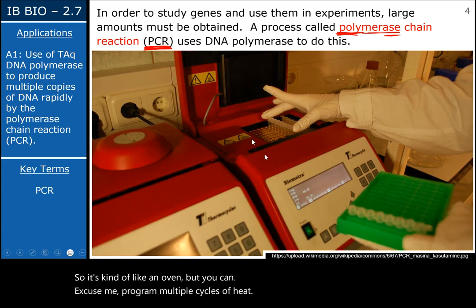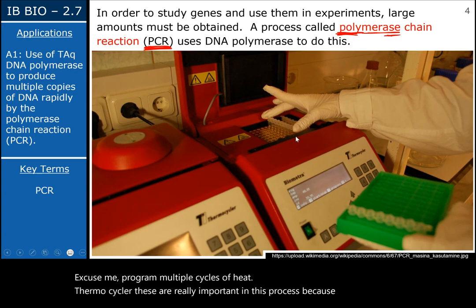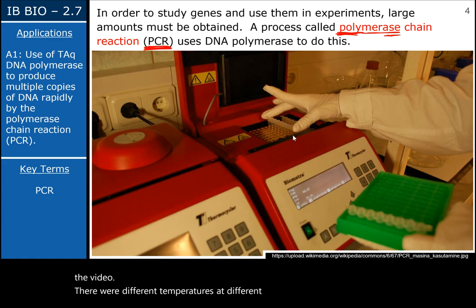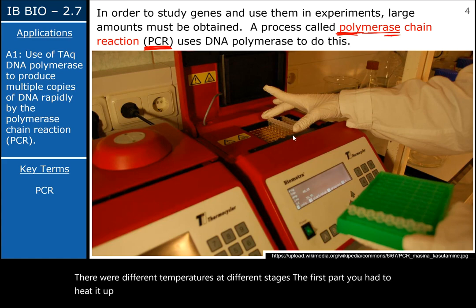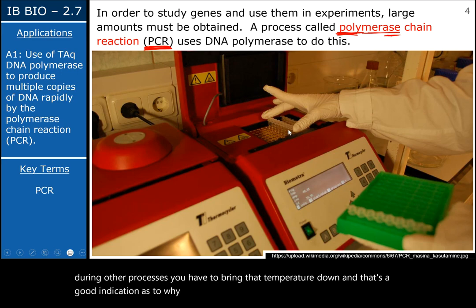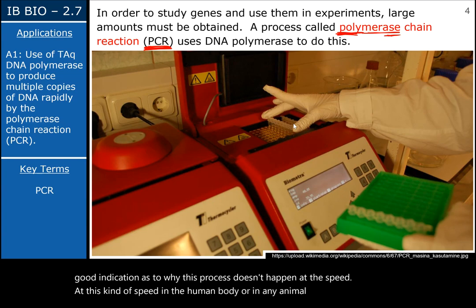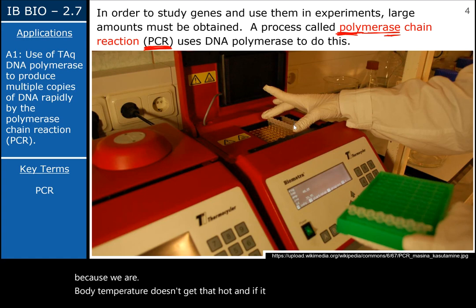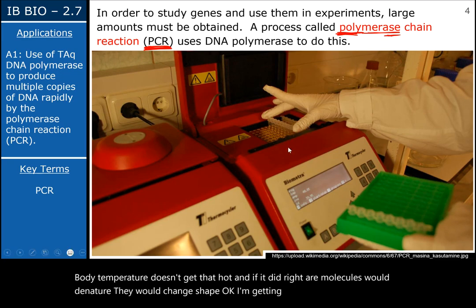Thermocyclers are really important in this process because if you noticed in the video, there were different temperatures at different stages. The first part, you had to heat it up to get the DNA to split instead of using helicase, right? And then during other processes, you have to bring that temperature down. And that's a good indication as to why this process doesn't happen at this kind of speed in the human body or in any animal for that matter, because our body temperature doesn't get that hot. And if it did, right, our molecules would denature. They would change shape. Okay, I'm getting all over the place, so let me go back.